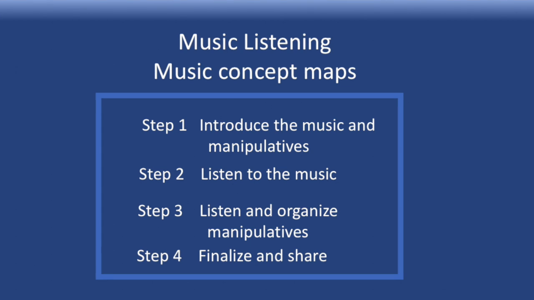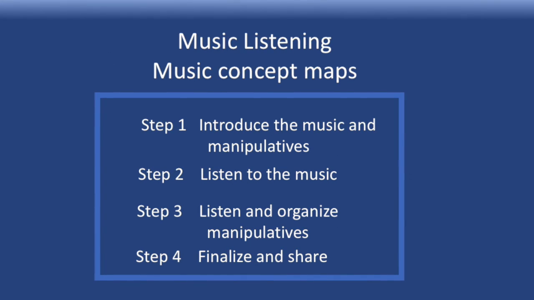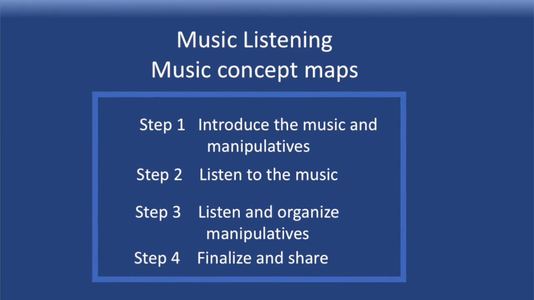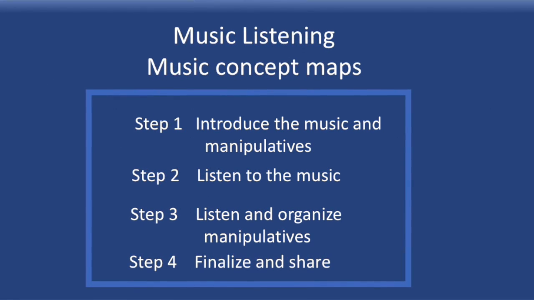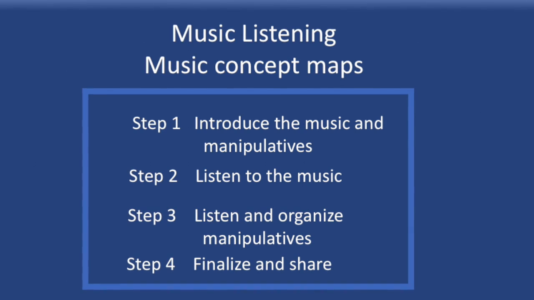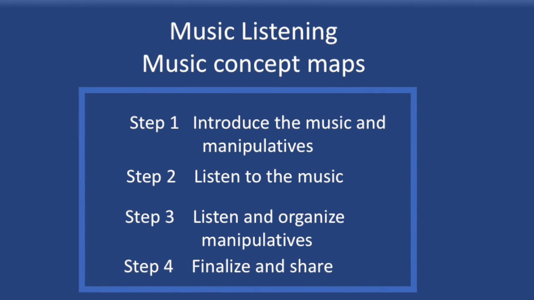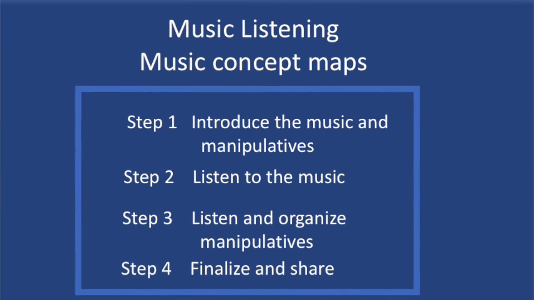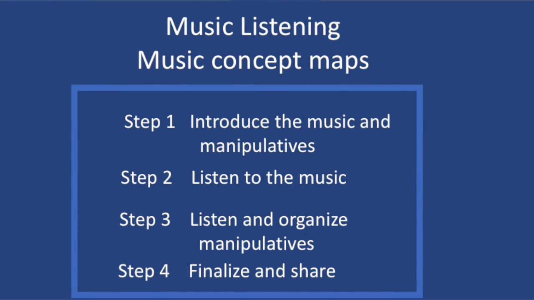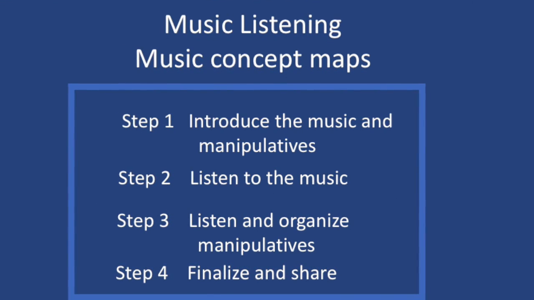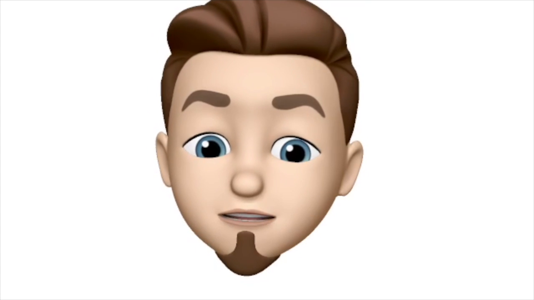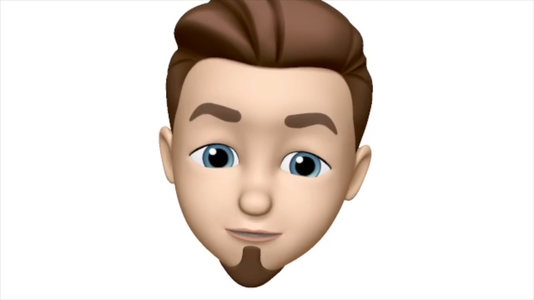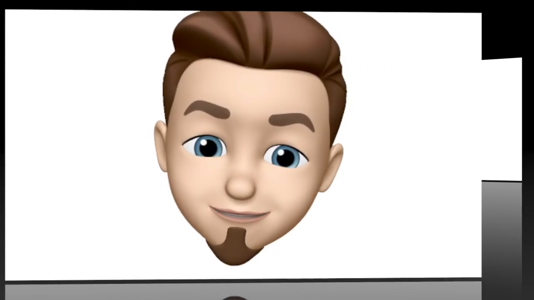Step 1 in music listening concept map making is to select an appropriate piece of music. We've chosen Dance of the Sugar Plum Fairies from the Nutcracker Suite. Once you've chosen your music, you'll need to select visual images to represent the sounds that are found in the song. In the Nutcracker Suite Dance of the Sugar Plum Fairy, we've selected drummers, ballet dancers, trumpets, and flutes to represent each of the individual sounds.